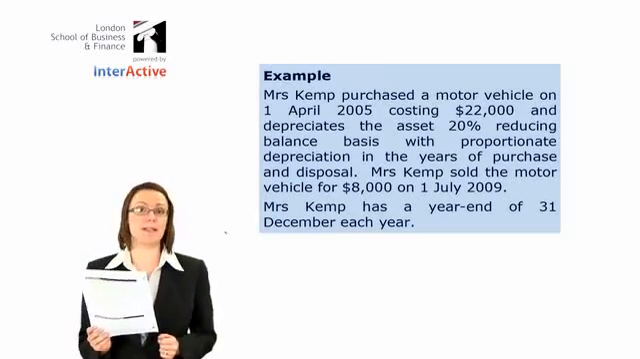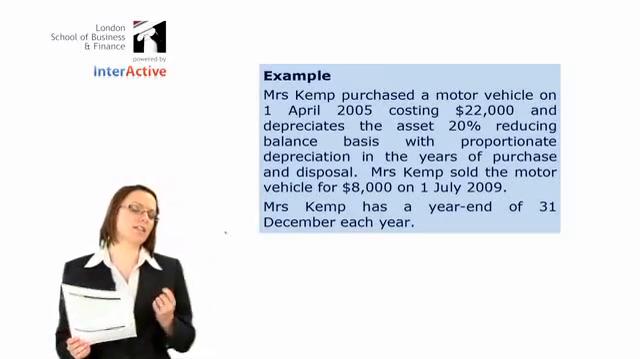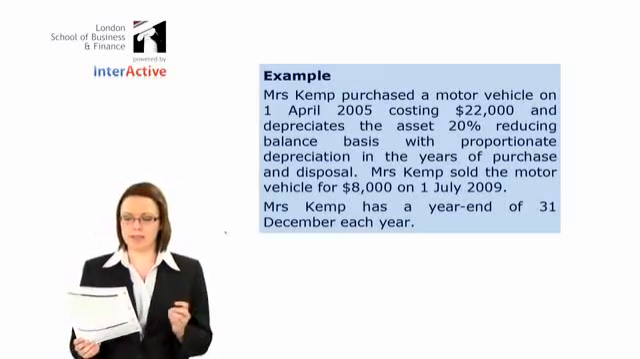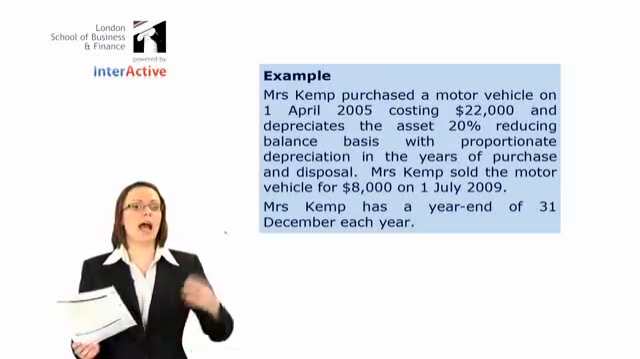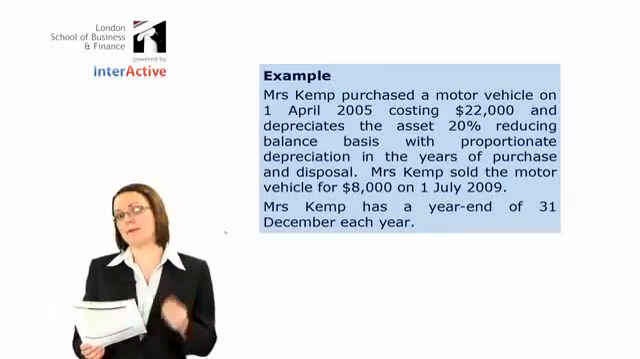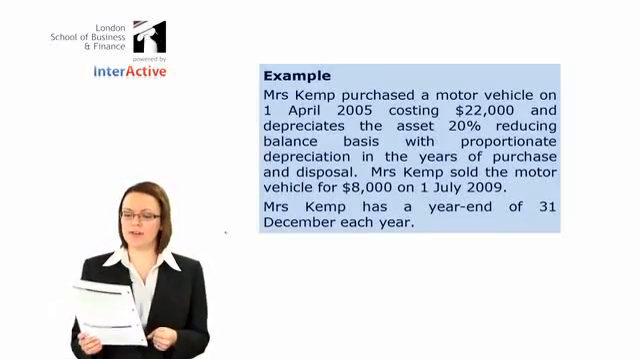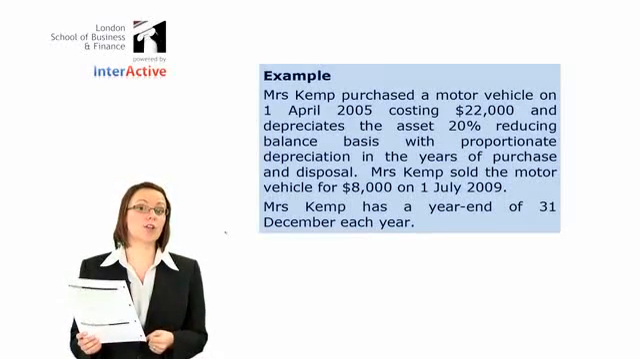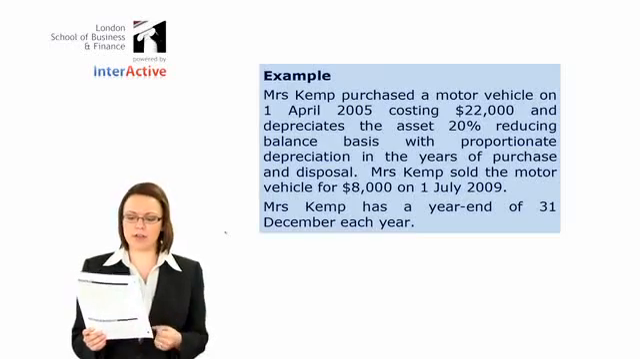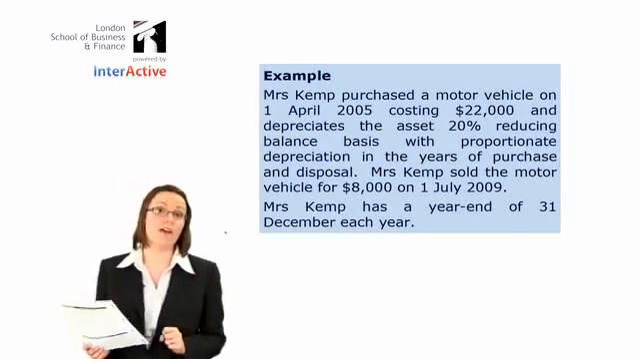20% reducing balance basis with proportionate depreciation in the years of purchase and disposal. So what we need to think about in the year of acquisition and in the year of disposal is how long we held the asset for in terms of how many months. That's what we mean by proportionate depreciation. Mrs. Kemp sold the motor vehicle for $8,000 on the 1st of July 2009. Mrs. Kemp has a year end of the 31st of December each year. So remember, the year end is always very important.